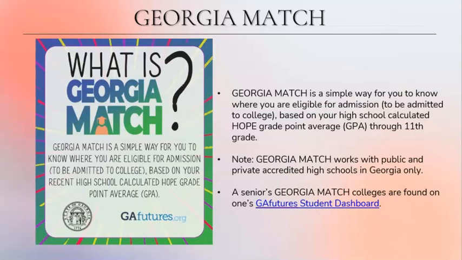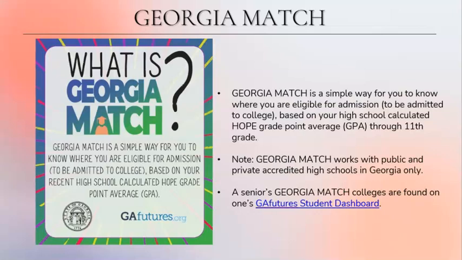So many of you might have heard about the Georgia Match Program. This was an initiative rolled out last school year for all high school students. And the way it works is it's really a simple way for you as a high school senior to know where you are eligible for admission here in the state of Georgia based on your high school calculated HOPE GPA through 11th grade. So know that the Georgia Match Program works with public and private high schools in Georgia only. So if you have a friend in another state, they're not going to be familiar with the Georgia Match Program. However, use it to your advantage.